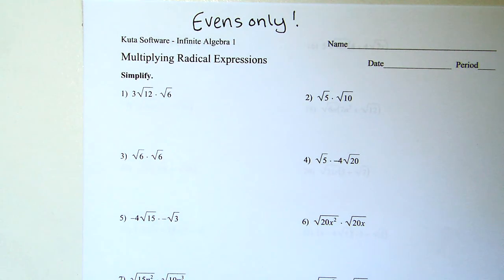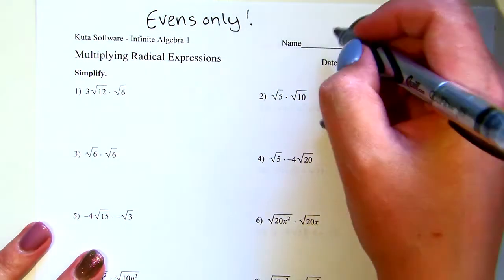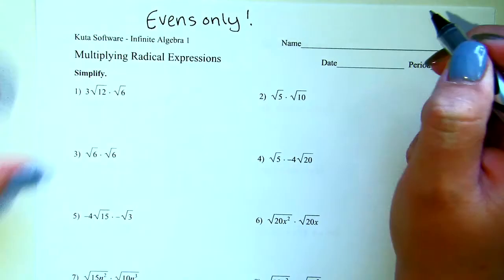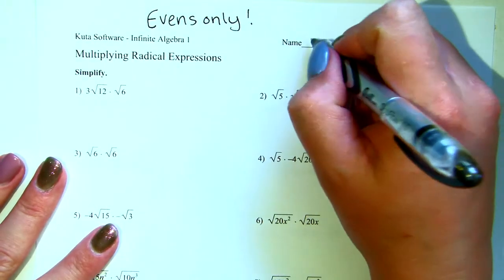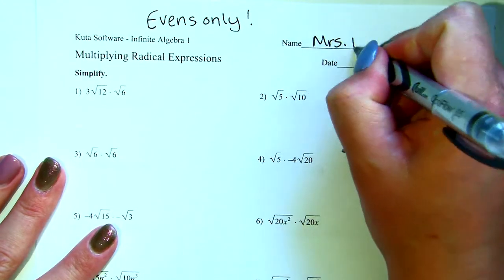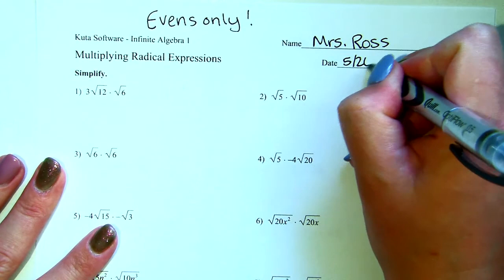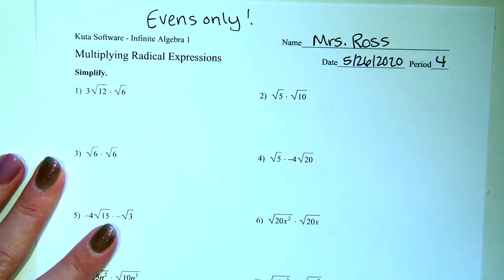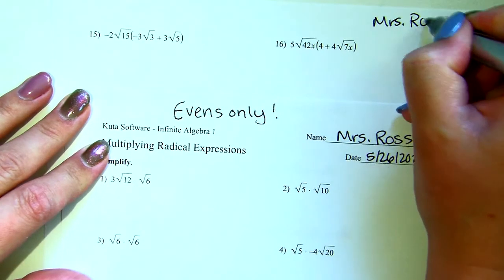All right, so for number 2, please make sure that your name goes on each page. I know that it's only listed on page 1 of this. Please make sure it goes on both. This is for period 4, and today is 5/26/2020. All right, so here we go.